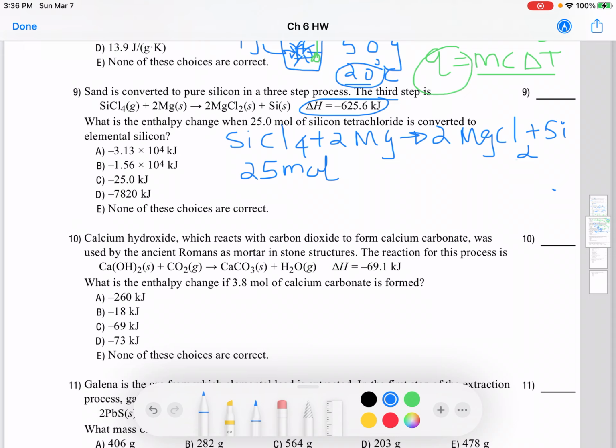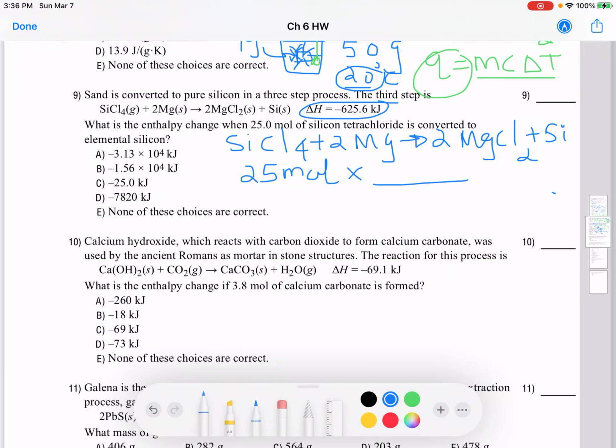Okay, so we're going to use enthalpy and the number of moles as our conversion. To find out for 25 moles, we use the conversion: according to the balanced equation, 1 mole of silicon tetrachloride, when it reacts with magnesium, gives out negative 625.6 kilojoules. So moles cancel with moles, and it's 25 times negative 625.6 kilojoules. That will give you the answer.